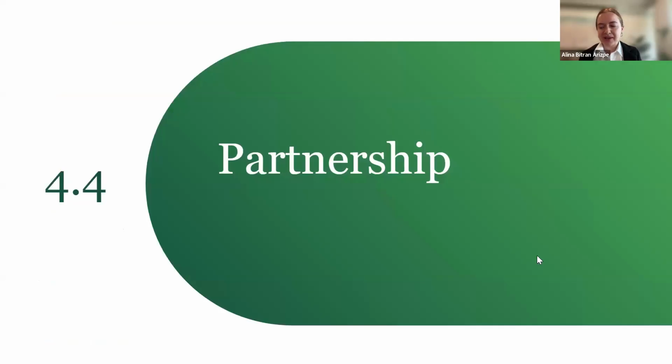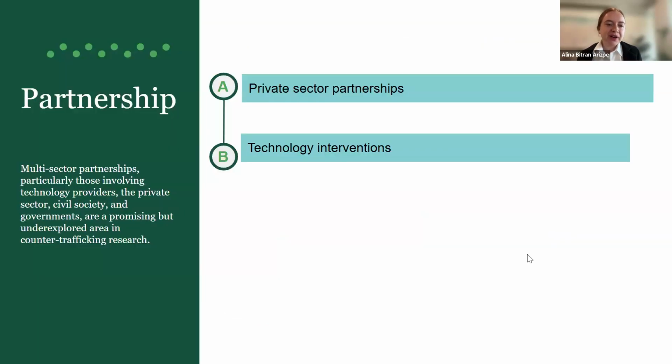Great, so that is what we had for prosecution, and now we're going to move on to the last section, which is a pretty quick one on partnership. So partnership is more of a cross-cutting section. It actually touches all of the other pieces that we've been talking about. It includes multi-sector partnerships, particularly those involving technology providers, private sector, civil society, and governments. It's a very promising but underexplored area in counter-trafficking research.